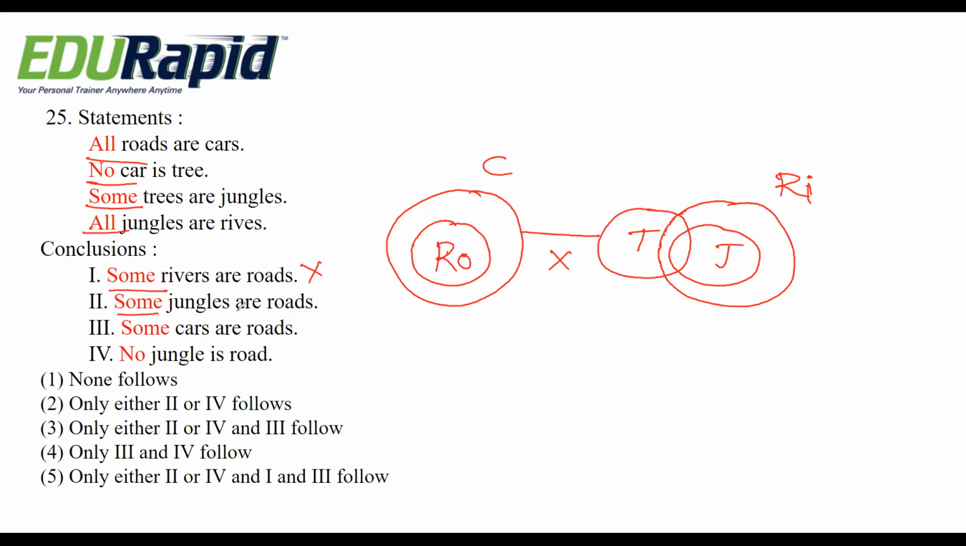Next conclusion, some jungles are roads. It also does not follow because circle J and circle RO do not connect to each other. Third conclusion, some cars are roads. Yes, it follows because circle road and car lie on the same circle. Next conclusion, no jungle is road. It does not follow because there may be a possibility that some jungle can be road.